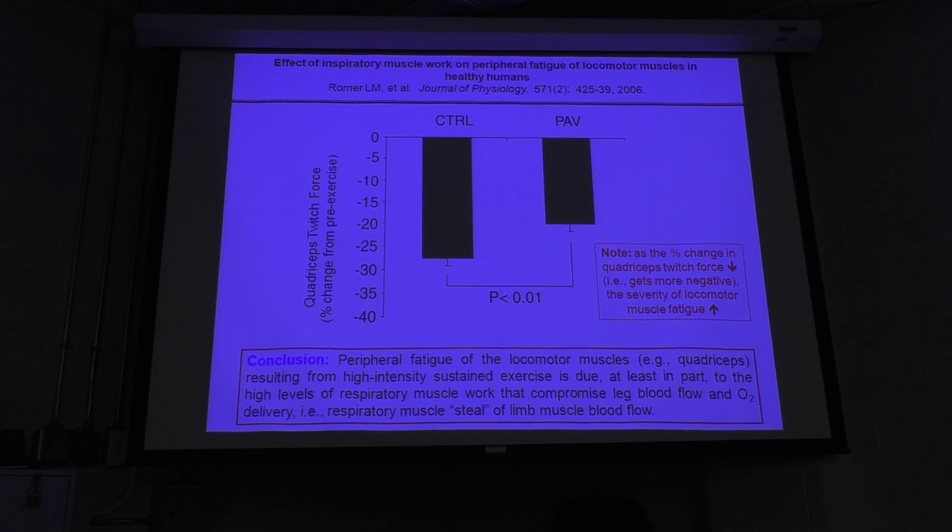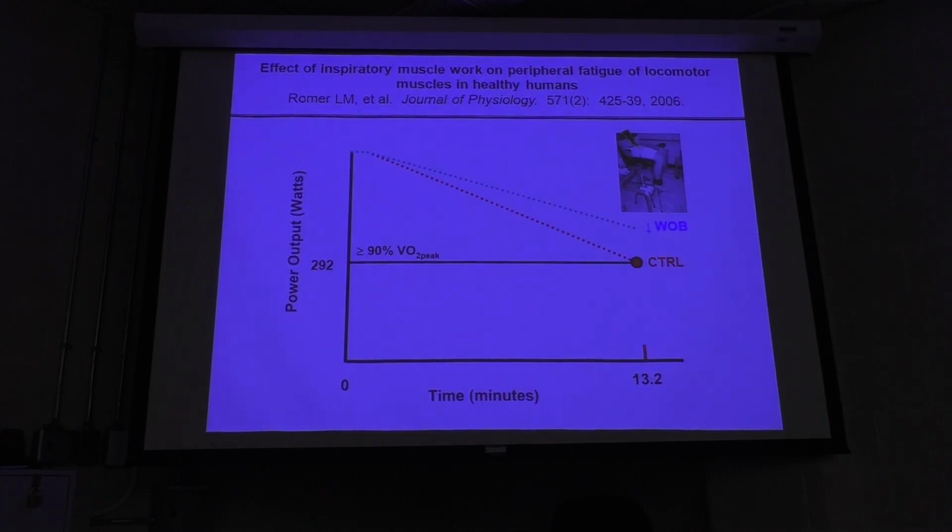So the implications here are that these athletes, if allowed to exercise beyond 13.2 minutes, would have just continued to exercise until the capacity of the muscle intersected with the demands imposed on the muscle. And so they would have had a longer exercise endurance time when you unloaded the respiratory system.